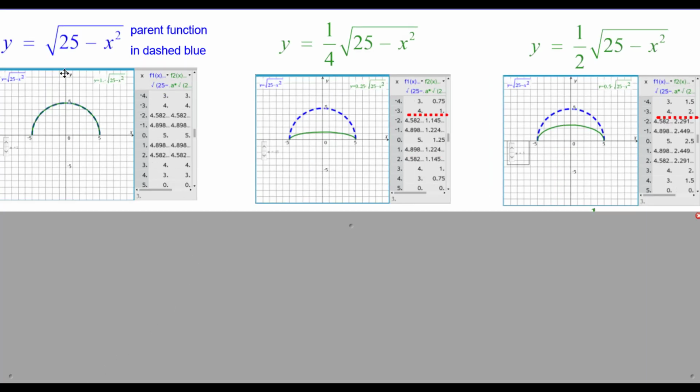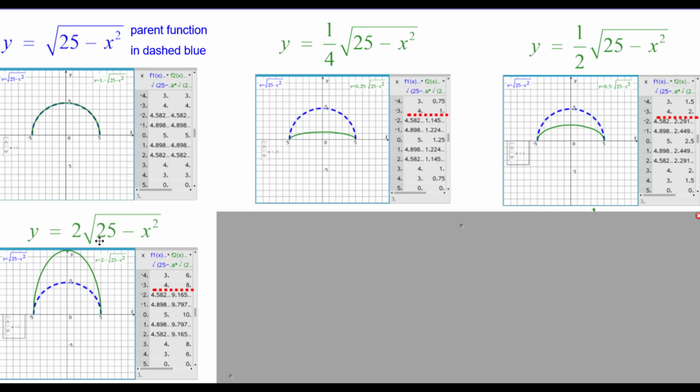Here we'll look at y equals the square root of 25 minus x squared, a semicircle. It's in dashed blue, that's the parent function. 1/4 of that, notice what happened to the semicircle there. 1/2 of that, what it looks like. And again, look at the table values so you can see what's going on there.